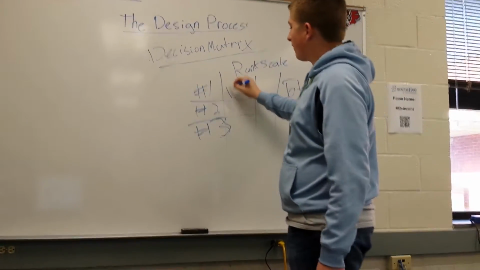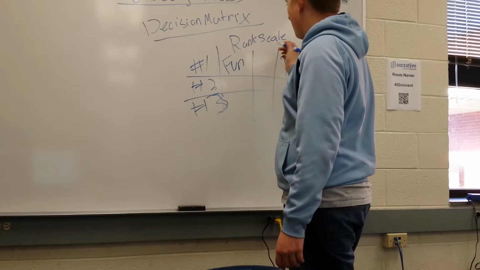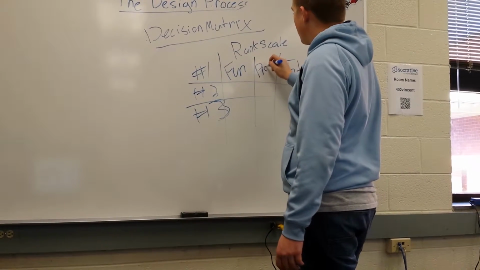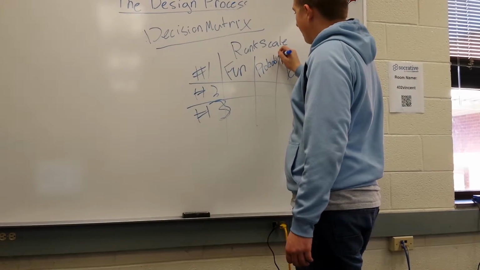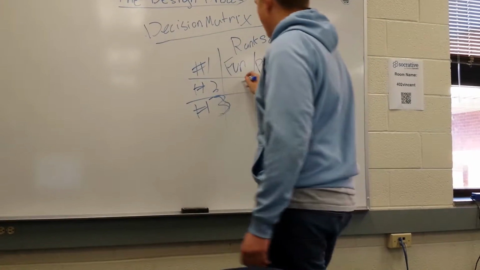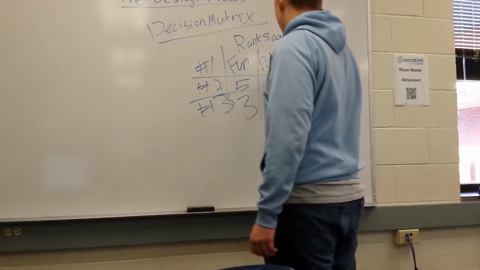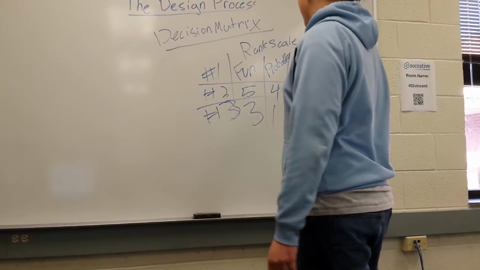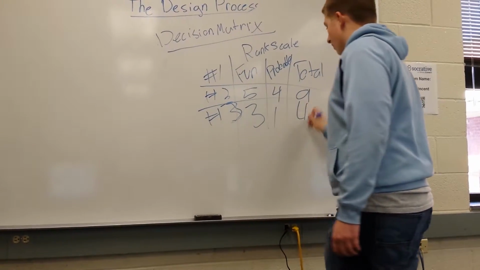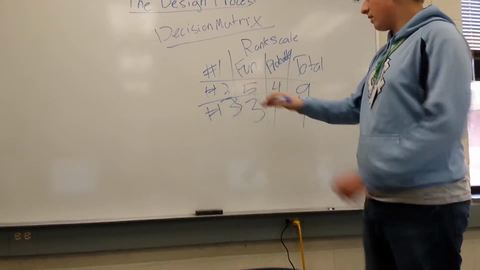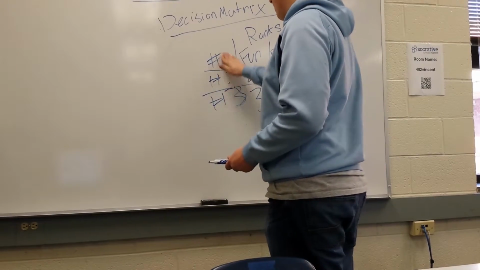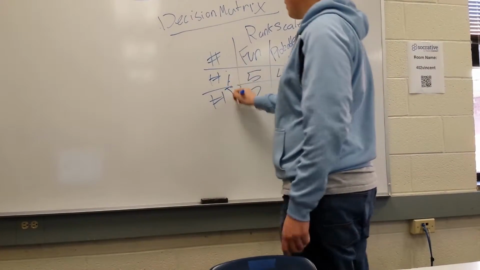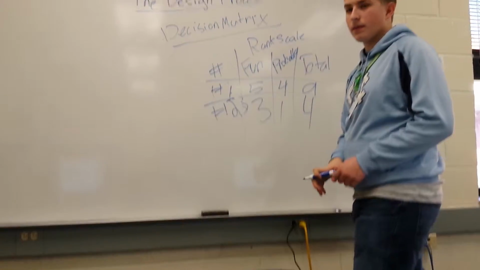Like right here we'll put like fun and probable. And we just rank them like 5, and 3, and 4, and 1. In this case this one ends up at 9 and this one ends up at 4. So that means that design number 1 beat design number 2. Alright?